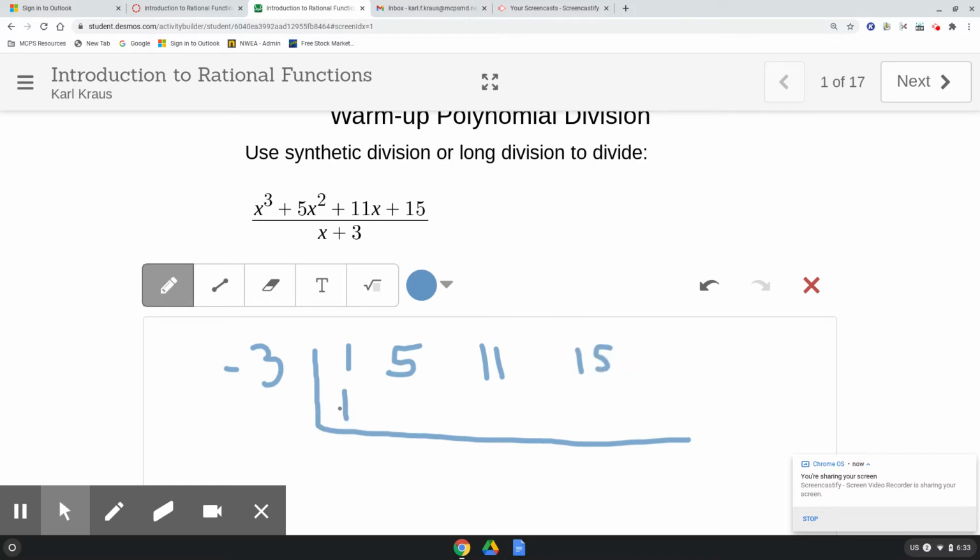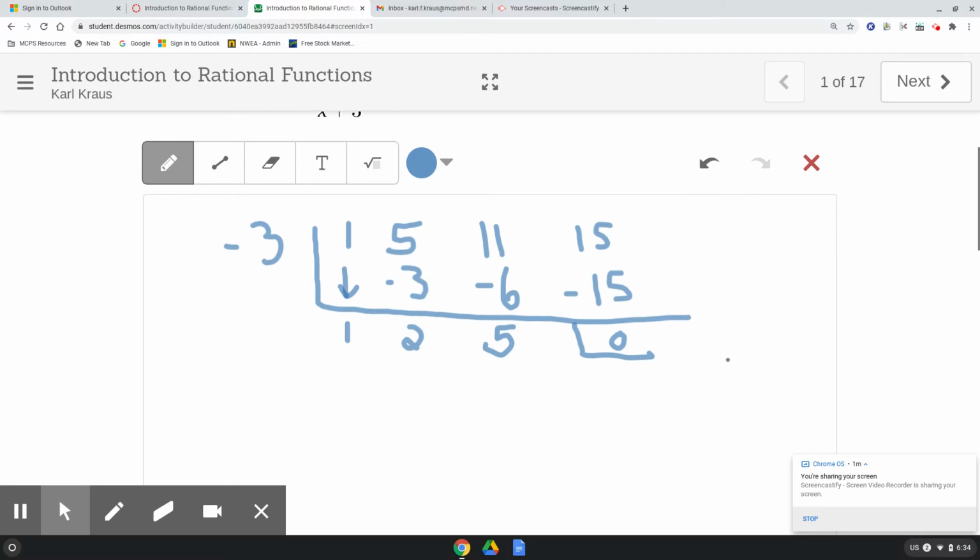So bring down the 1. And multiply negative 3 times 1 is negative 3. Add, you get a 2. Multiply negative 3 times 2 is negative 6. Add, you get a 5. Negative 3 times 5 is negative 15. Add, you get a 0. So you get a remainder of 0 there.